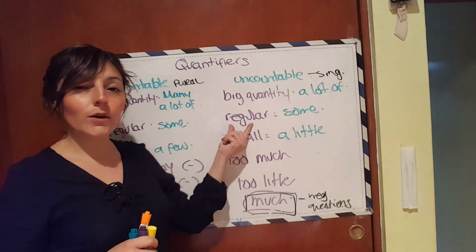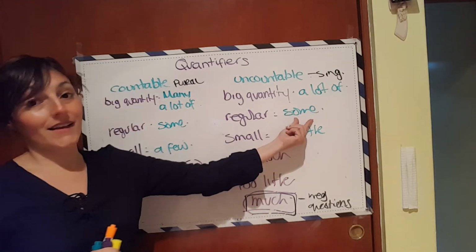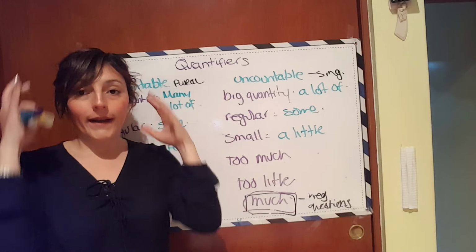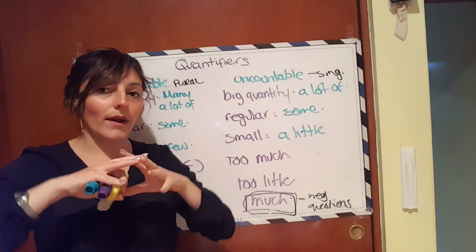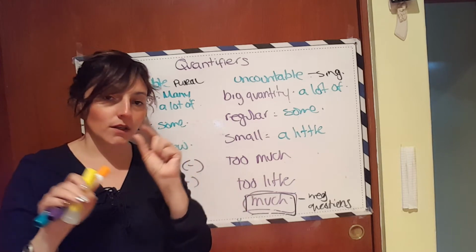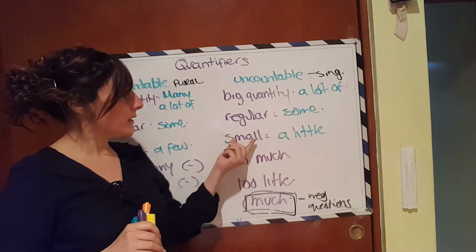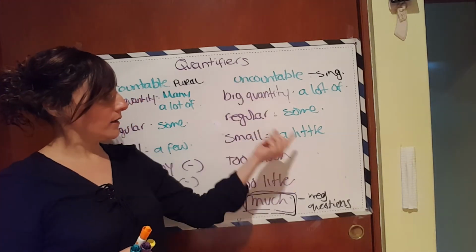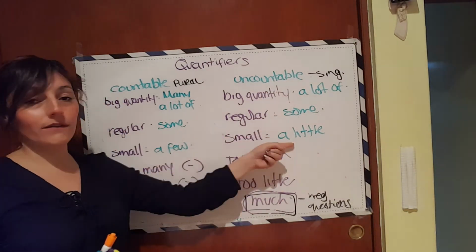Then for a regular quantity, we use some, right? It is exactly the same as you can see. When I take a shower, I use some shampoo. My quantity is not big, my quantity is not small, it's a regular quantity, okay? And if I want to refer to a small quantity, then I say a little, okay? A little is for uncountable. Pay attention, they are different.